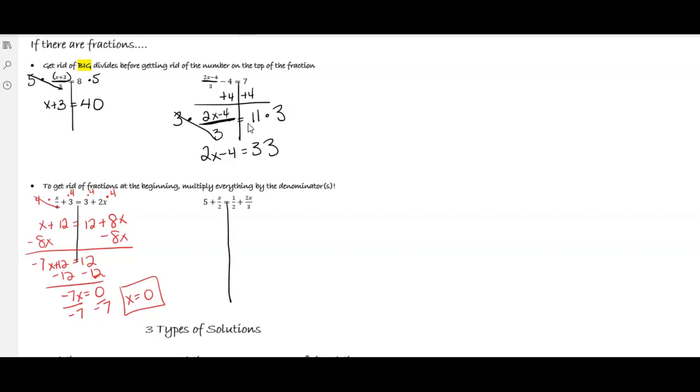This one's a little harder. So first of all, you notice it has two different denominators. I say let's just get rid of one at a time. Let's get rid of this 3 first. So I'm going to times by 3, times by 3, times by 3, times by 3. And so I get 15.